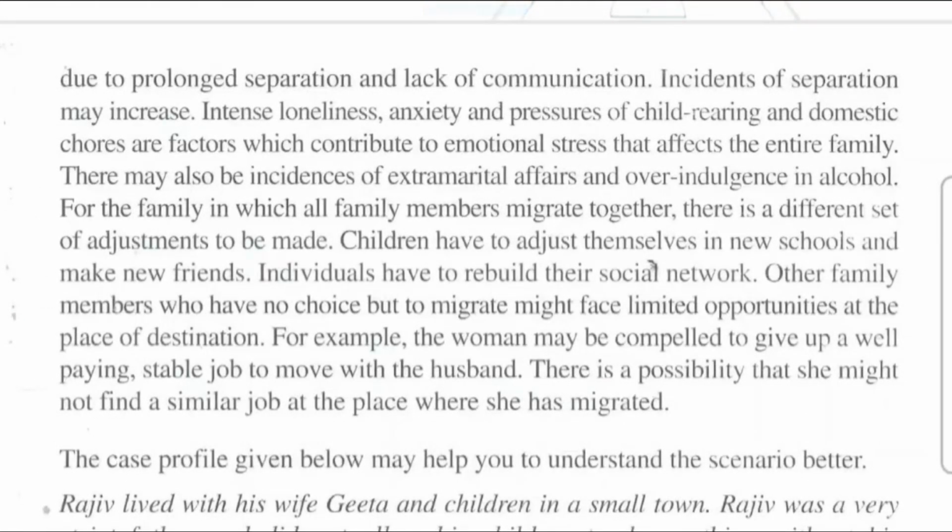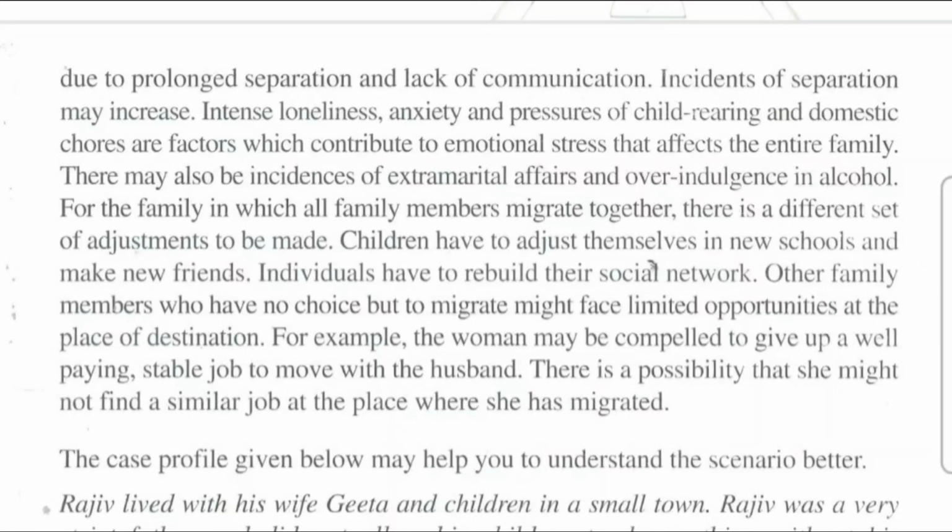Intense loneliness, anxiety, and pressures of child-rearing and domestic chores are factors which contribute to emotional stress that affects the entire family. There may also be incidences of extramarital affairs and overindulgence in alcohol.